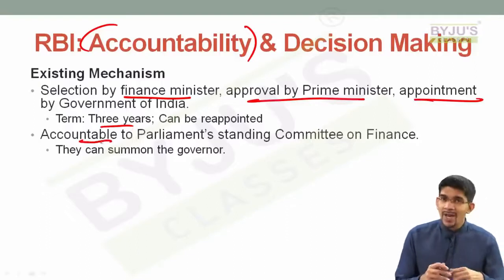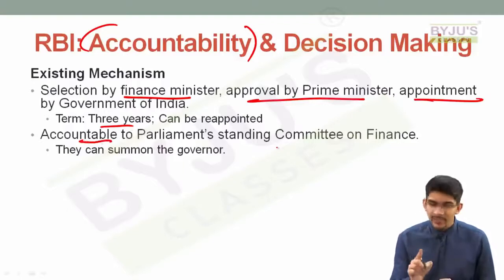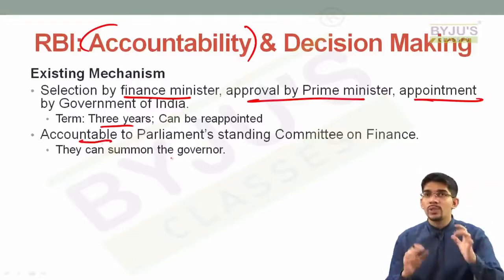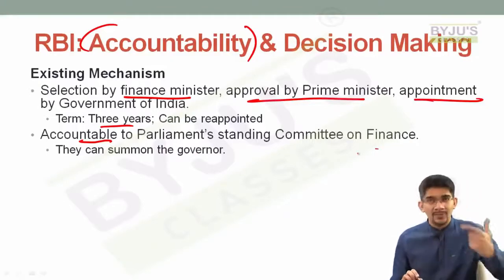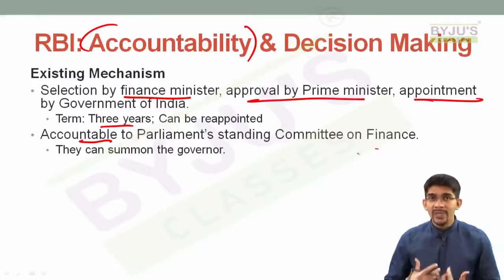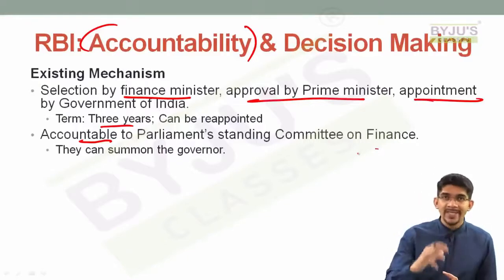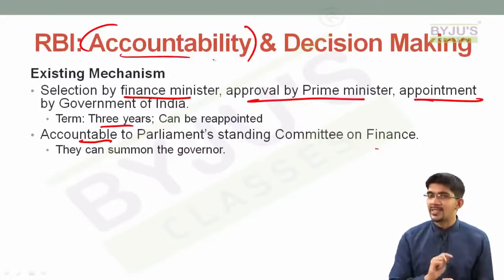RBI governor or RBI in general is accountable to the Parliament Standing Committee on Finance. They can summon the governor and ask for explanations about the monetary policy. So if the Standing Committee on Finance is not satisfied, they have the right to summon the RBI governor and demand explanations. So on behalf of the people of the country, the RBI governor can be held accountable. So accountability is being maintained to that extent here.